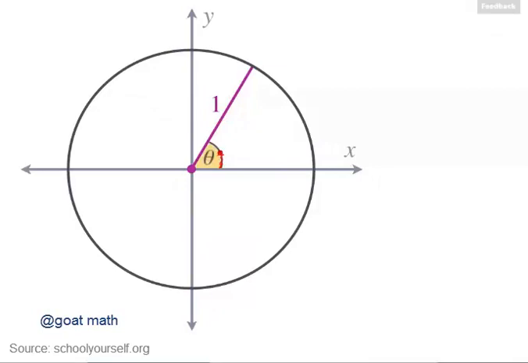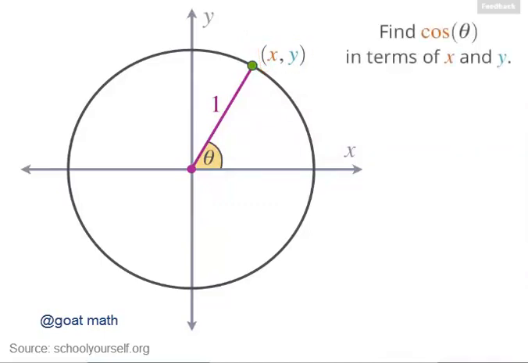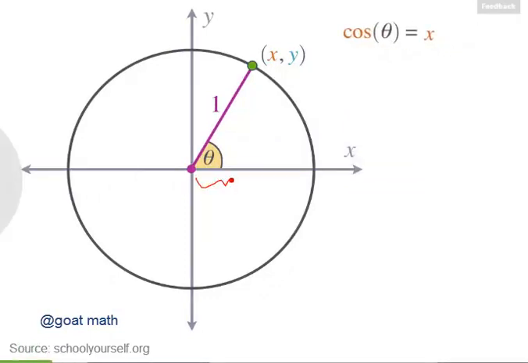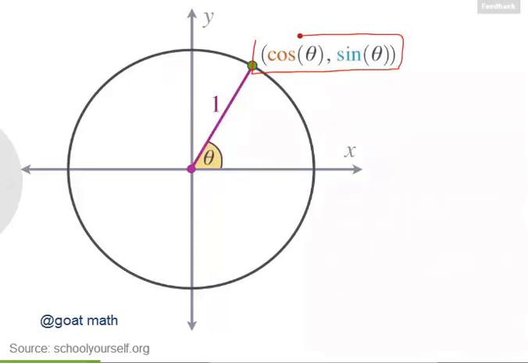Say we're looking at an angle theta, and suppose it hits the unit circle up here at the point x, y. What's the cosine of theta in terms of x or y? Right, cosine theta equals the x-coordinate of this point on the unit circle. Next, what's sine theta in terms of x or y? Exactly, the sine of theta equals the y-coordinate of this point. So the coordinates of this point on the unit circle are x, y, which is the same thing as cosine theta, sine theta.